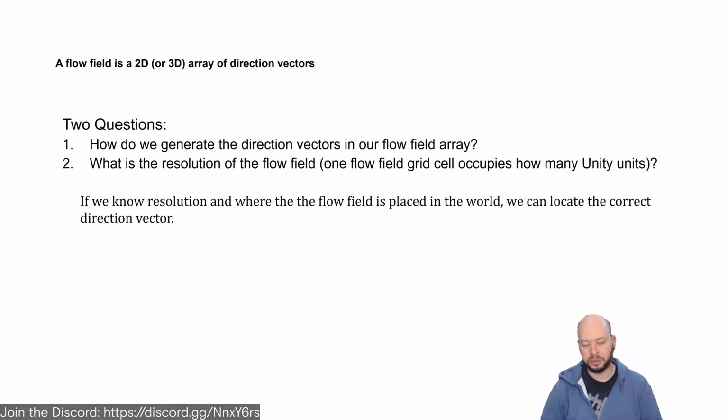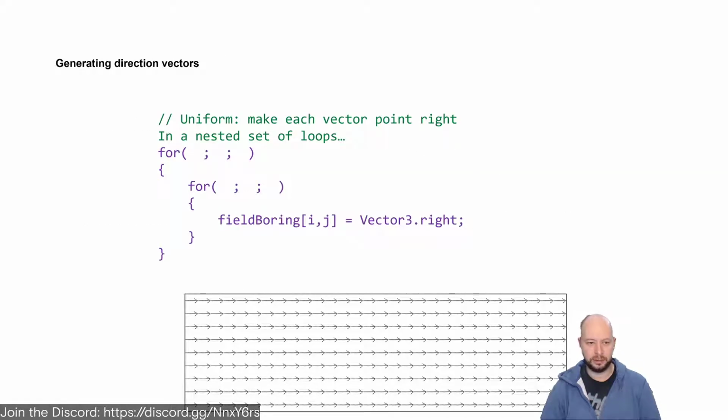So how do we generate these flow fields? That's a big question, right? We know that they're 2D arrays of vectors, so that's one thing we can do. We can create an array of vectors. And also, what's the resolution? How big are these grids that occupy a specific thing? So to generate these direction vectors, we can create this uniform mapping against our spacing. And let's say we wanted to create just a flow pointing to the right, then we just create this XY array, this 2D array of vectors pointing to the right.